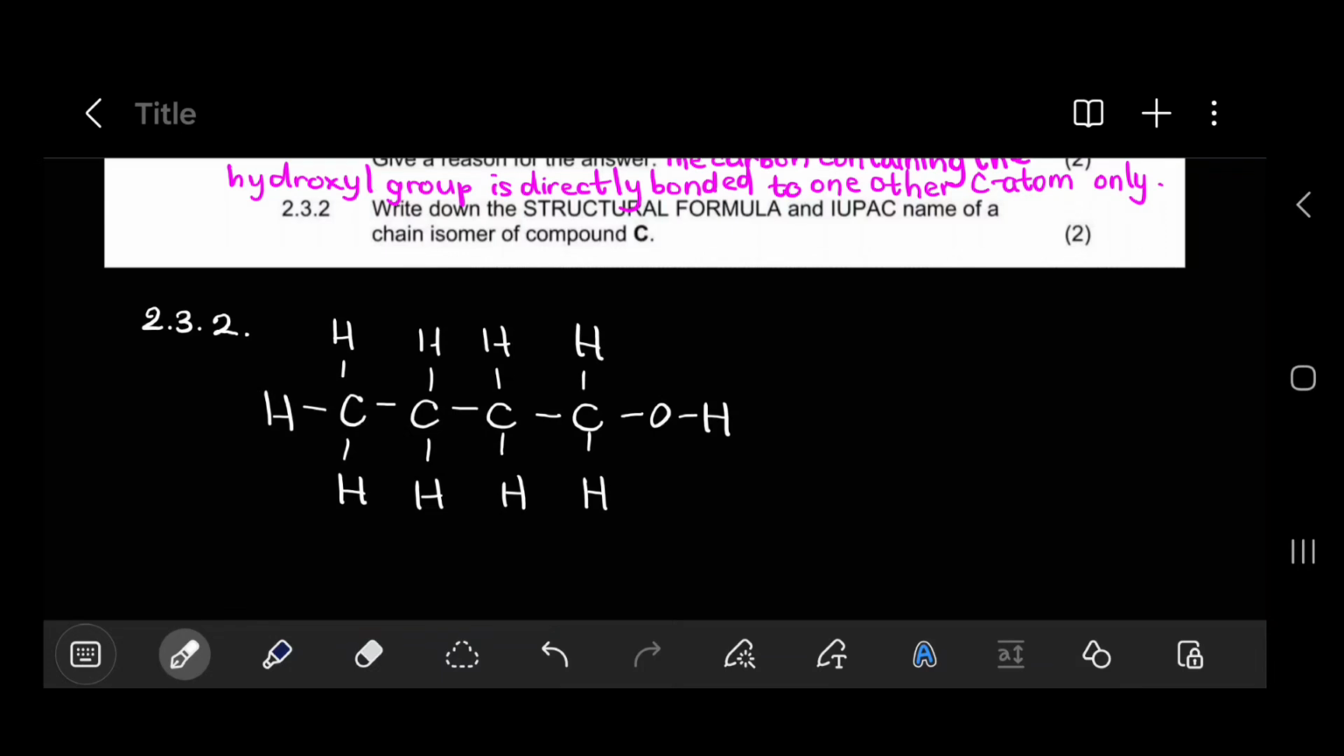So we don't have any branches here, but the parent chain has 4 carbons, so it's going to be butane. The OH is on the first carbon, so that's going to be 1-ol. IUPAC name here is butan-1-ol.